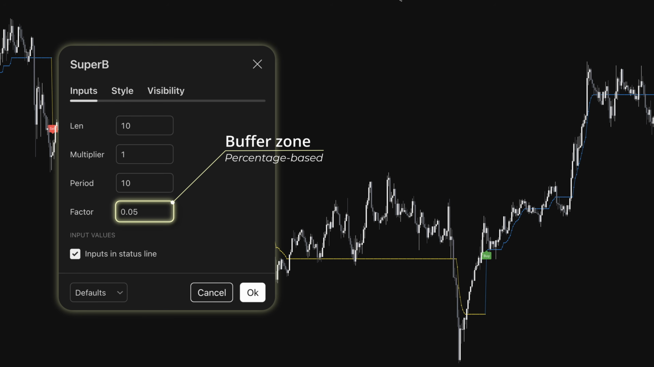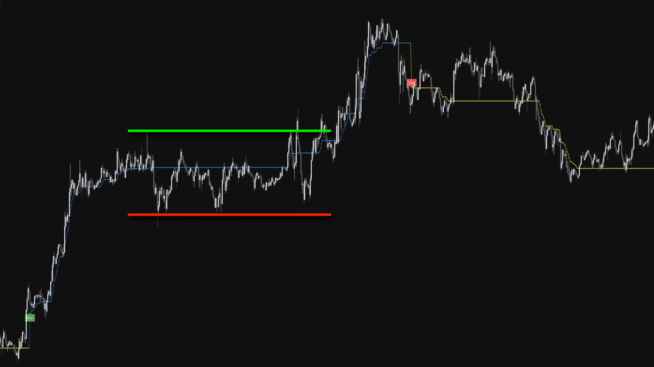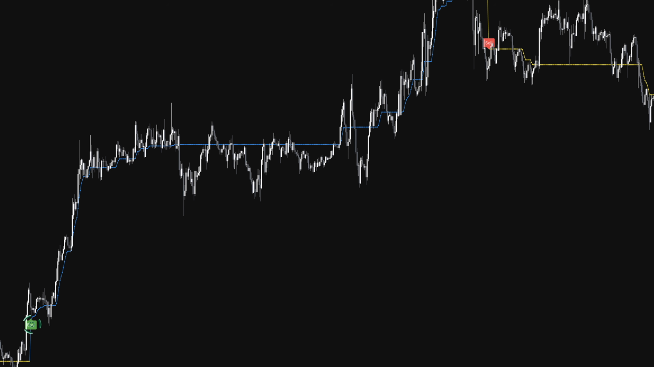Trends only reverse when price crosses the opposing band by more than this percentage threshold, filtering minor whipsaws that plague standard supertrend systems during consolidation. The indicator tracks high and low prices within each trend phase, maintaining these extreme values until the percentage threshold breach confirms reversal. Signal generation occurs when trend direction changes from bullish to bearish or vice versa, marked with buy and sell labels on the chart.